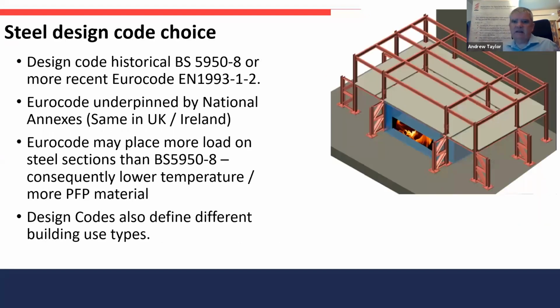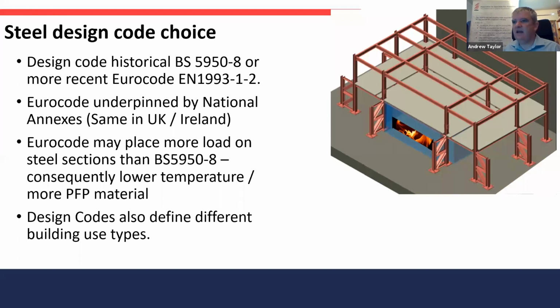Okay, and I suppose the question is, why is this relevant? Well, the design code historically in the UK has been BS 5950 Part 8. More recently, that's been moving towards the Eurocode, EN 1993-1-2. And the vast majority of structures, I would imagine, nowadays are being designed to the Eurocode. One of the challenges is that the Eurocode can place more load on steel sections than the old BS 5950 loadings, which means that consequently there's going to be a lower critical temperature and therefore more PFP materials required.